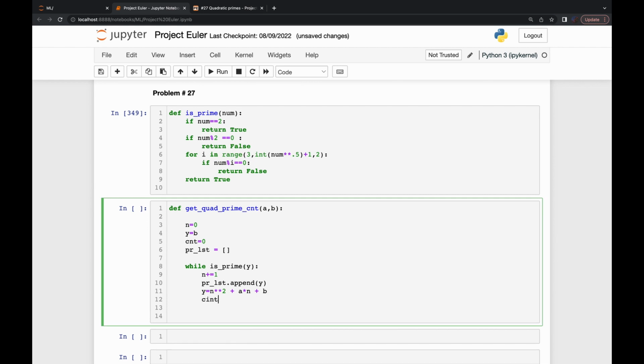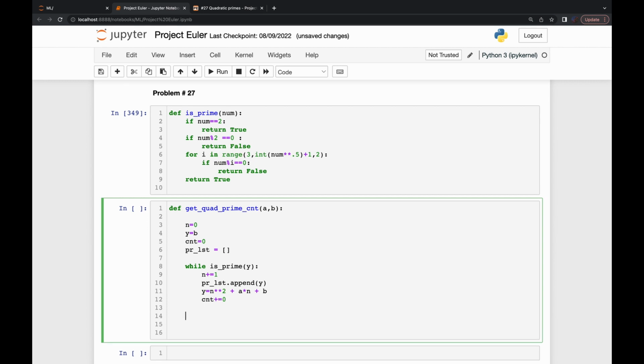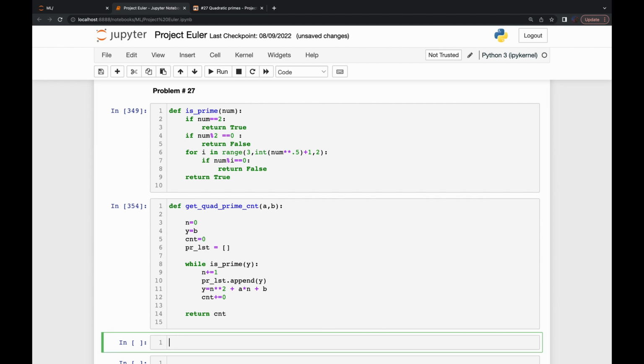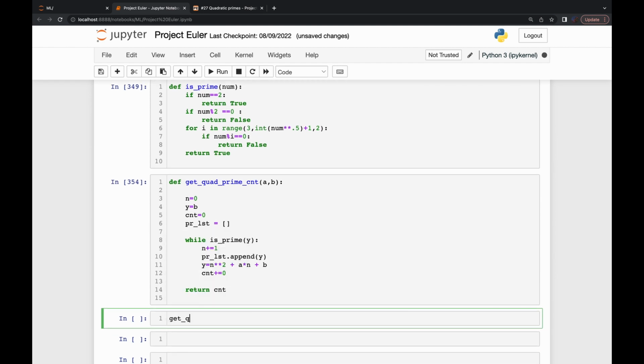Then count, because remember we are just trying to count the total number of primes. Well, it's done. I'll just increment the count, and at the end of it I'm just going to return count. Okay, now let's test with the equation. So I'll say get quad prime count.